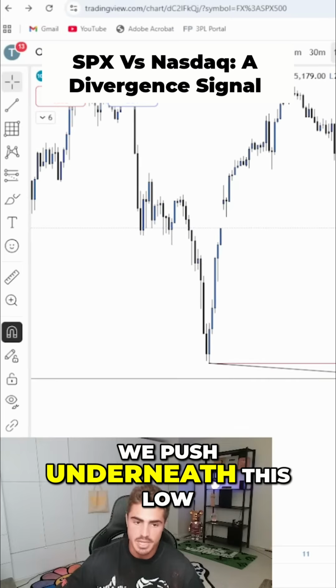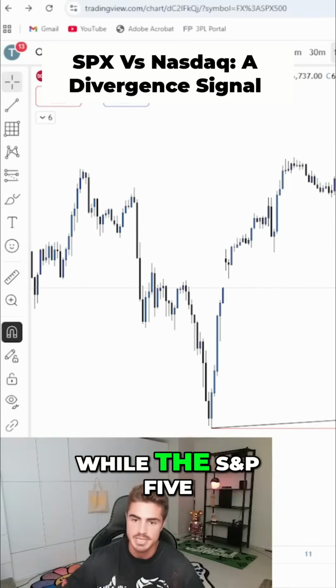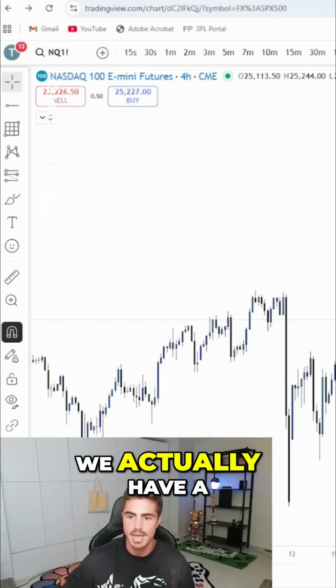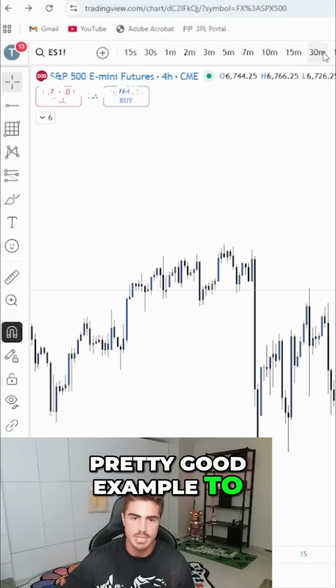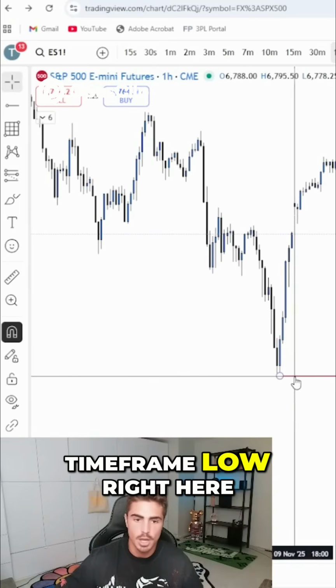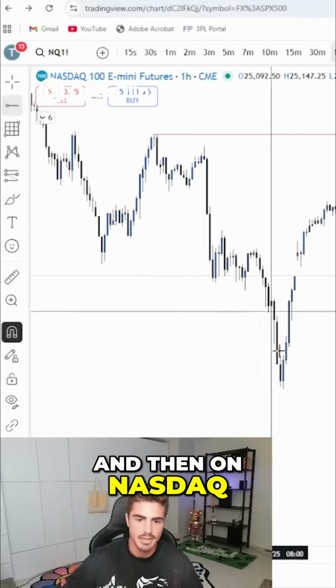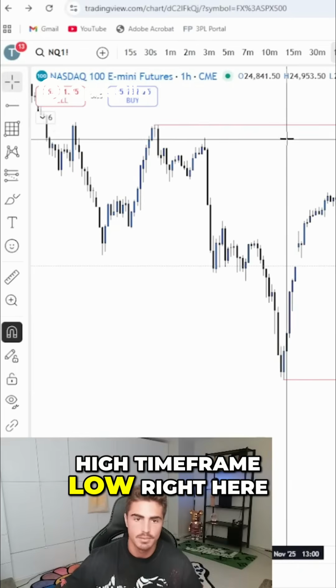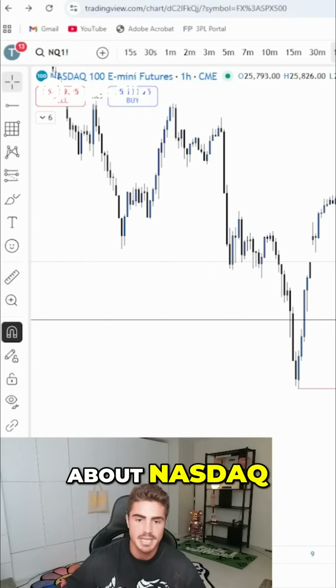NASDAQ, we push underneath this low, we make a lower low while the S&P 500 makes a higher low. We actually have a pretty good example to the upside right here on the lower time frames as well. Let's look right here. We have a high time frame low right here. And then on NASDAQ, we have that same high time frame low right here. What do we notice about NASDAQ?